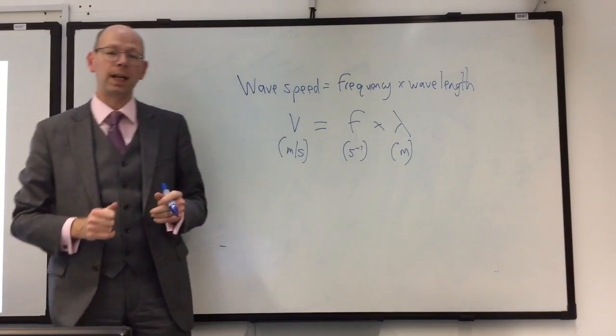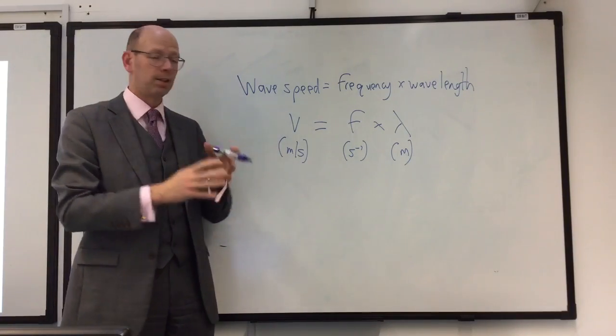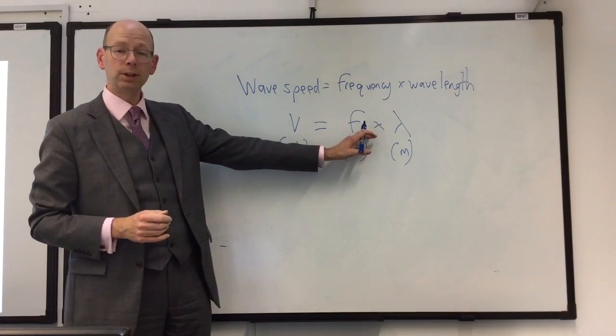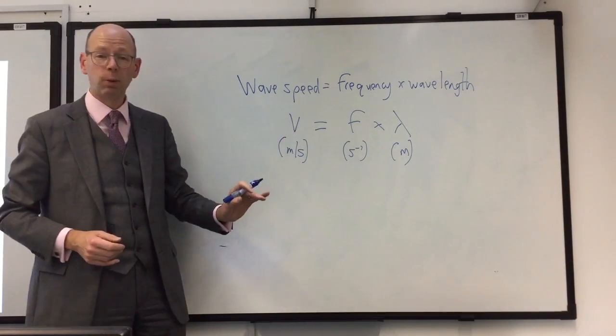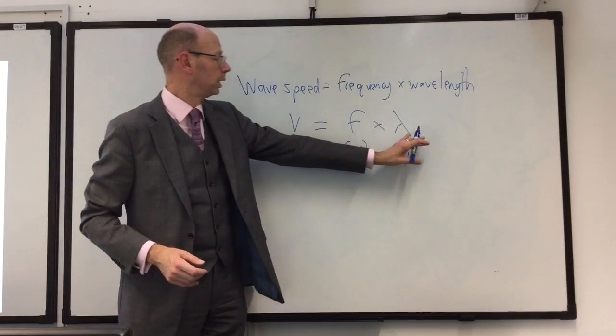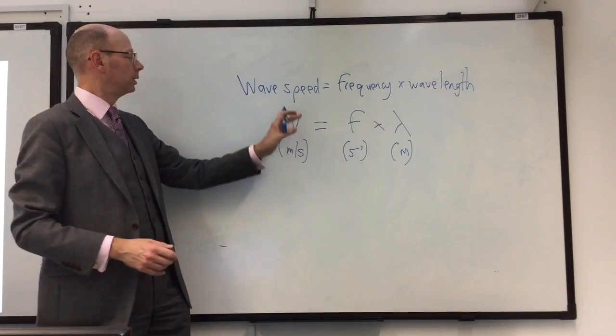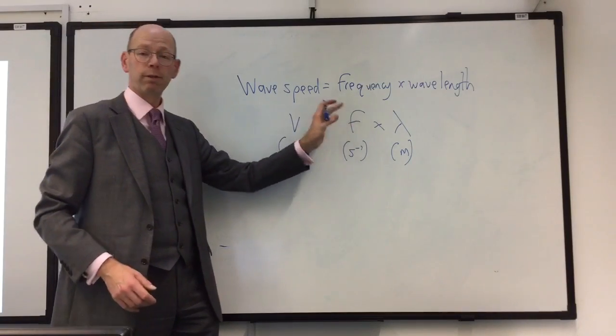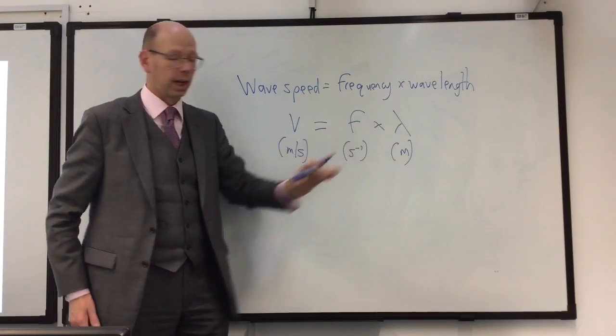Another way of thinking about it is the speed is dependent on the number of waves per second. If you've got lots of waves per second and a really big frequency, then you'll probably have a faster wave. If the waves are really long, you might get a faster wave. So wave speed is worked out by multiplying frequency and wavelength.